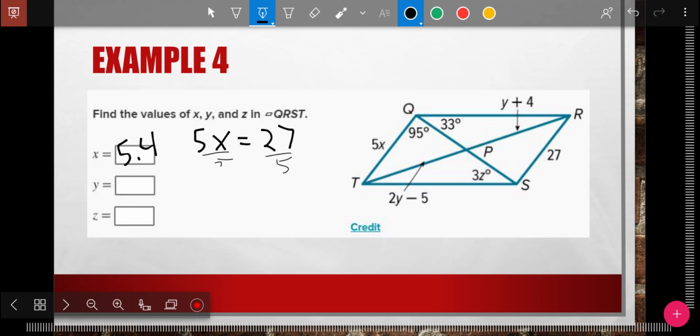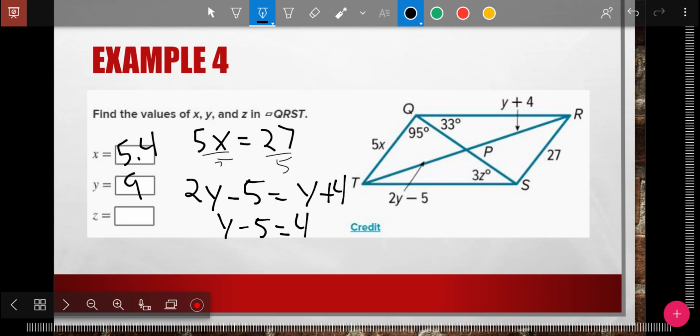The y's. The y's are right here and right here. They're on diagonals. So diagonals bisect each other. Bisect means splits into 2 equal parts. I minus the 1y over. I add the 5 over. I get y equals 9.